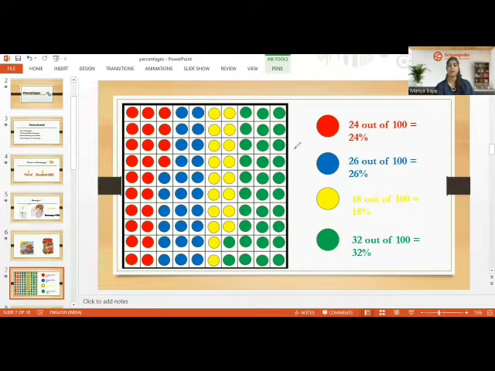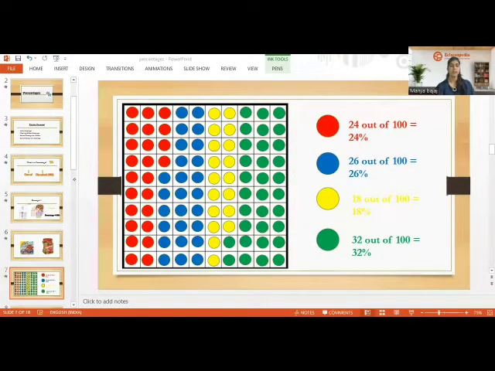Now if I add 24, 26, 18 and 32, I get 100. That means whenever we are talking about percentage, we are talking about 100. Moving on to the next part.